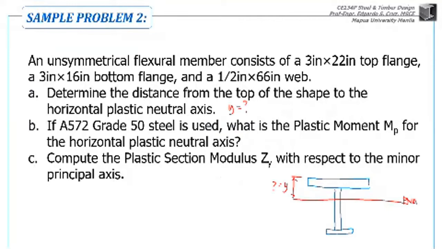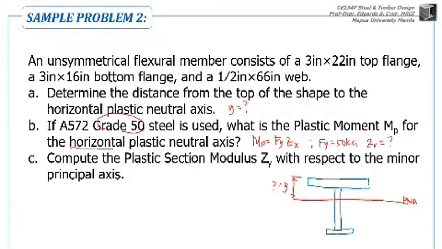Letter B, if A572 grade 50 steel is used, what is the plastic moment Mp for the horizontal plastic neutral axis? O, paano isosolve yung Mp? Diba kanina, Mp is equal simply to Fy times Z. Anong Z? Horizontal plastic neutral axis, so that means Zx. Okay. So yung Fy given naman, diba? Kasi sabi grade 50 yung bakal eh. So, sabihin, ang grade 50 is 50 ksi. So, ang problema na lang natin dito is yung Z of X. Pag na-solve na natin yung Z of X, kaya natin ma-solve yung Mp na hinahanap sa letter B.